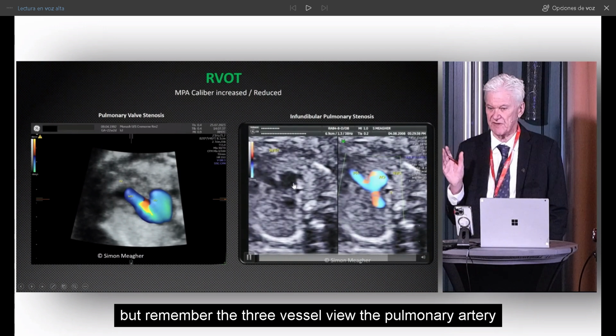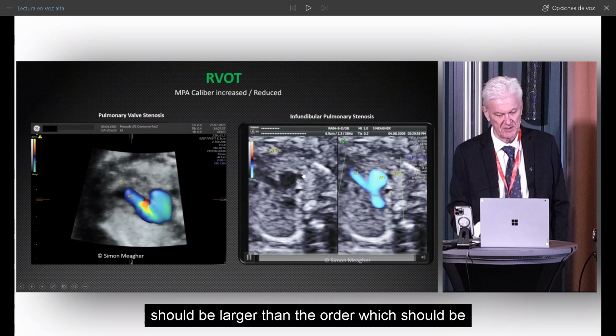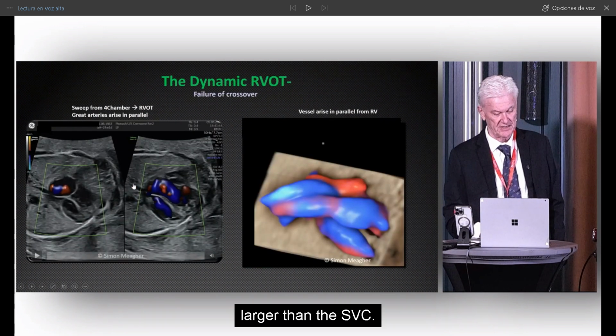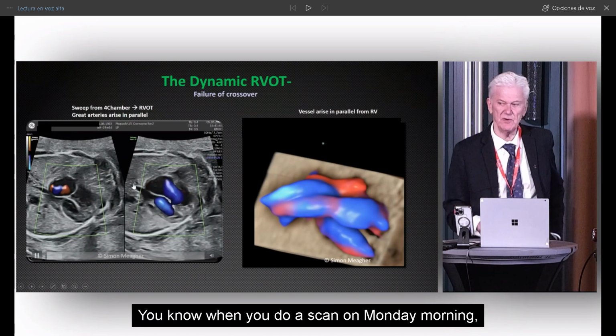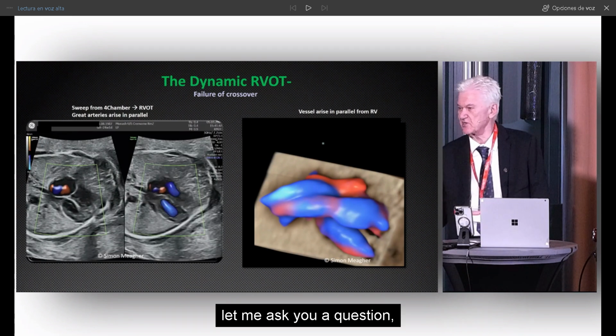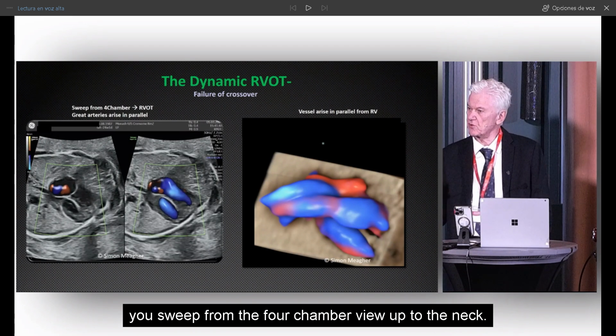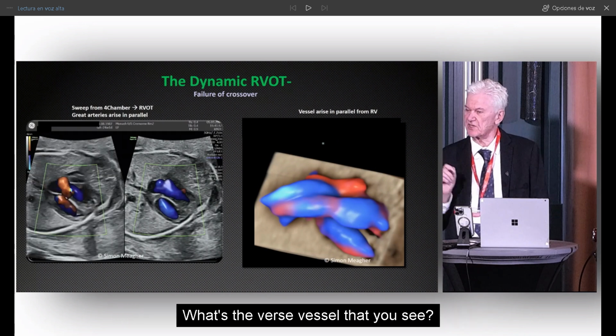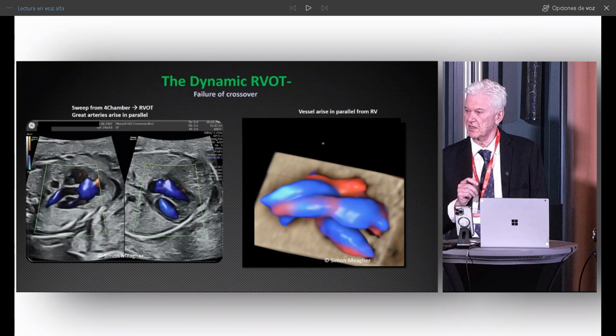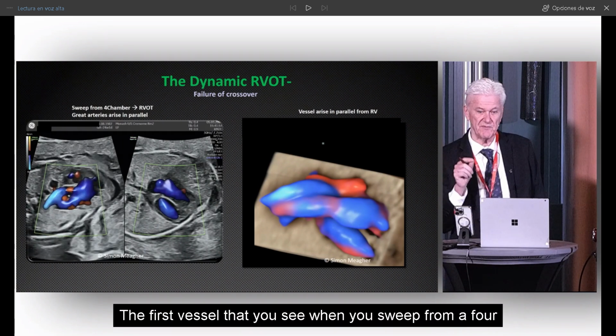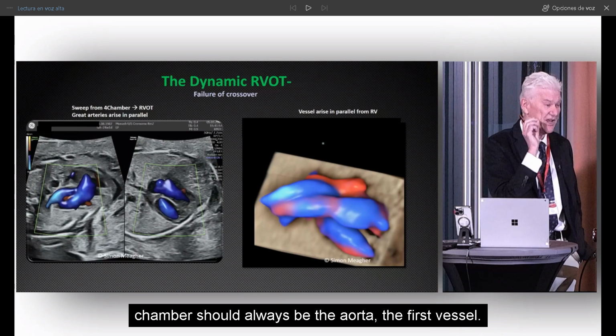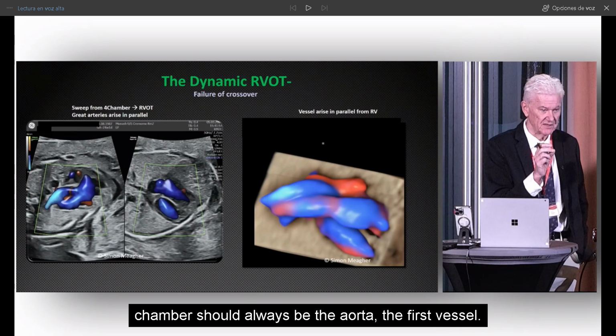But remember, in the 3-vessel view, the pulmonary artery should be larger than the aorta, which should be larger than the SVC. You know, when you do a scan on Monday morning, let me ask you a question. You sweep from the 4-chamber view up to the neck. What's the first vessel that you see? The first vessel that you see when you sweep from a 4-chamber should always be the aorta, the first vessel.